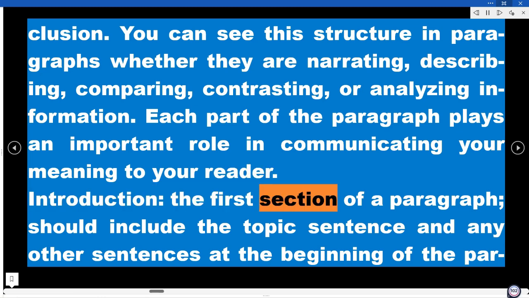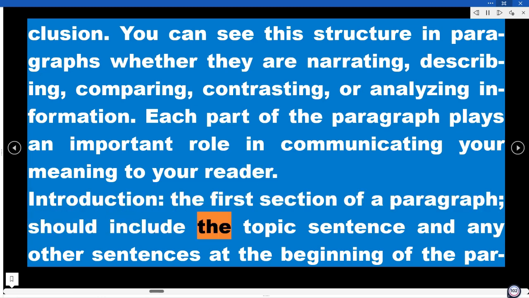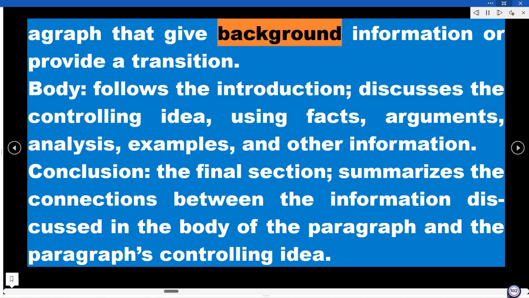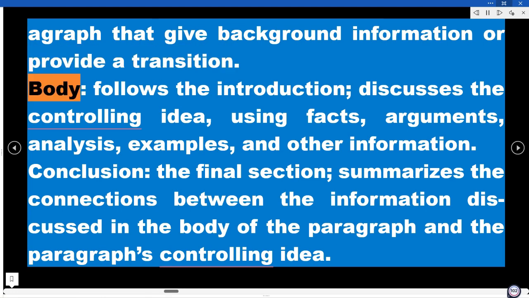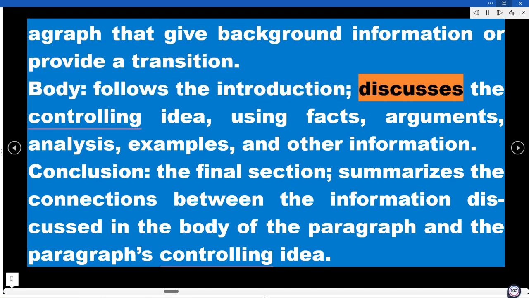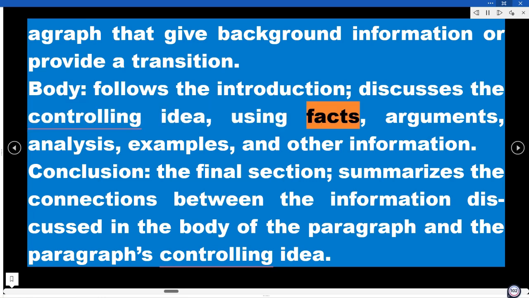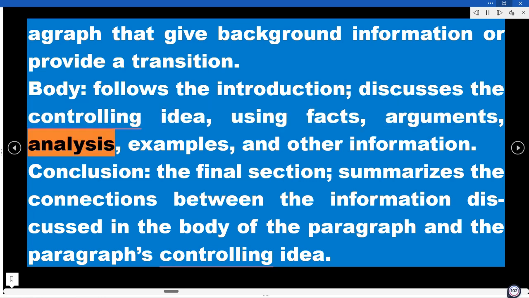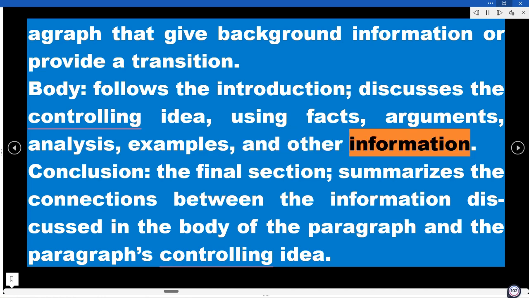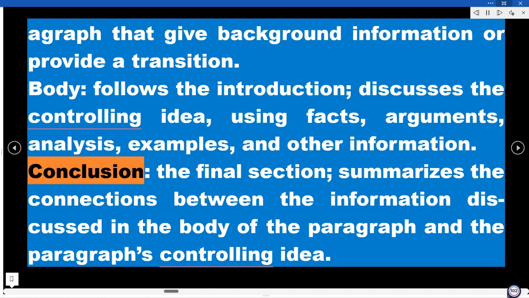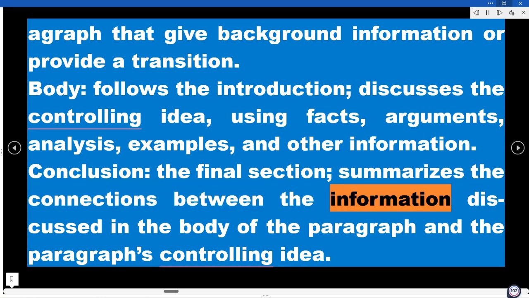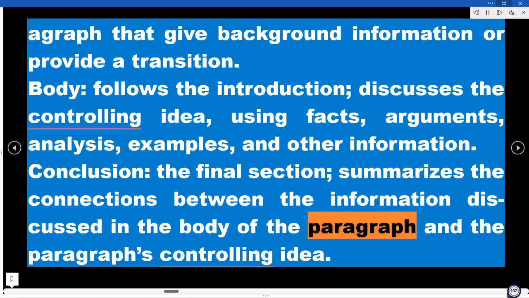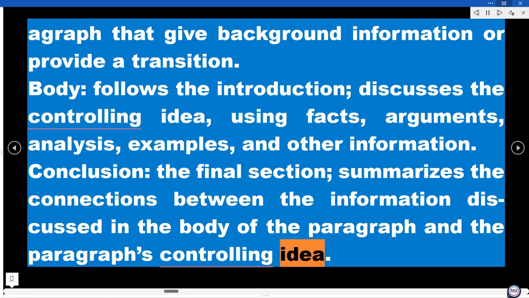Introduction, the first section of a paragraph, should include the topic sentence and any other sentences at the beginning of the paragraph that give background information or provide a transition. Body follows the introduction, discusses the controlling idea, using facts, arguments, analysis, examples, and other information. Conclusion, the final section, summarizes the connections between the information discussed in the body of the paragraph and the paragraph's controlling idea.